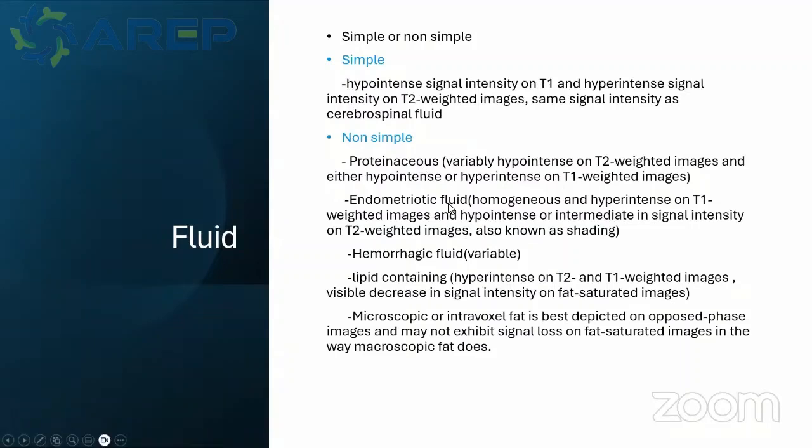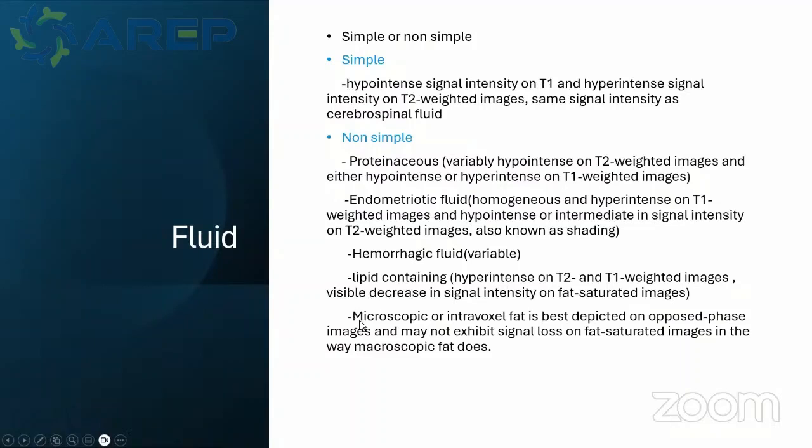Endometriotic fluid is typically hyperintense on T1 weighted images and demonstrates shading on T2, which is a hypointense or intermediate signal intensity that decreases from the superior aspect of the lesion as we go inferior, and that is due to repetitive hemorrhage. Hemorrhagic fluid again can have variable signal intensity depending on the age of hemorrhage. Lipid containing is hyperintense on T1 and T2 with a visible decrease in signal on fat saturated images.